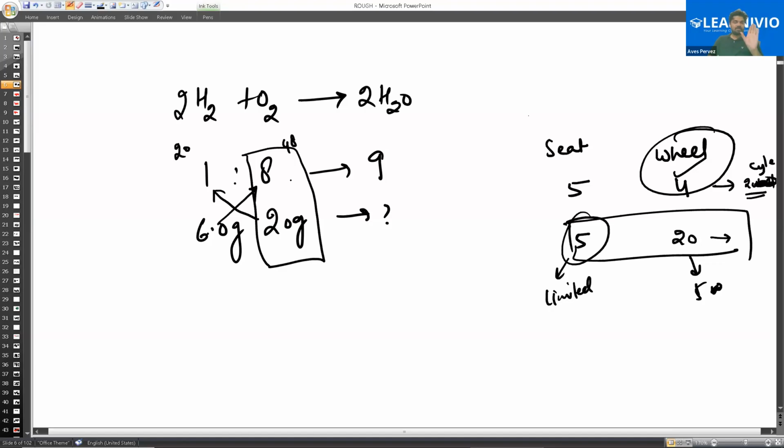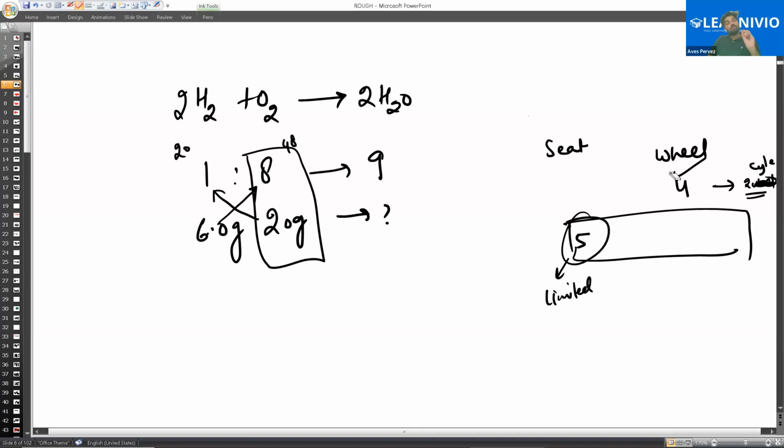For example, if I tell you only the limiting reagent: if you have 5 seats, here the seat is in limited amount and we have an excess amount of wheels. If I ask how many cycles you can make from 5 seats, your answer is 5 cycles. Likewise, if I tell you only the limited substance, how many cycles can be made from 4 wheels, your answer is 2 cycles.